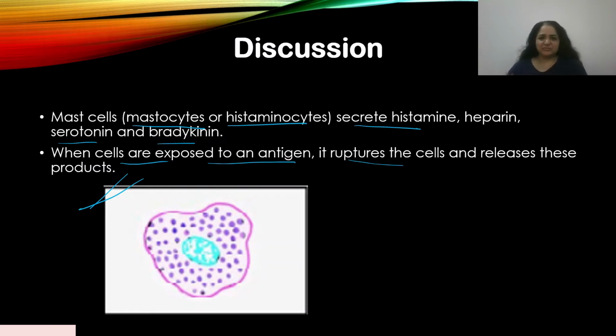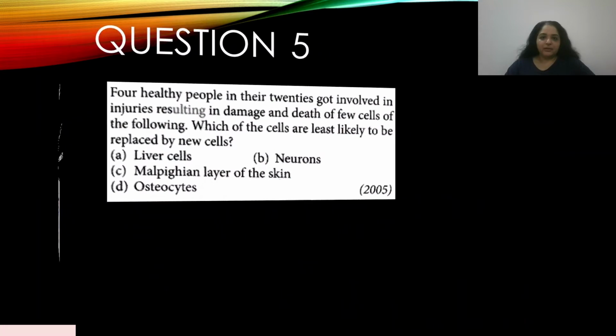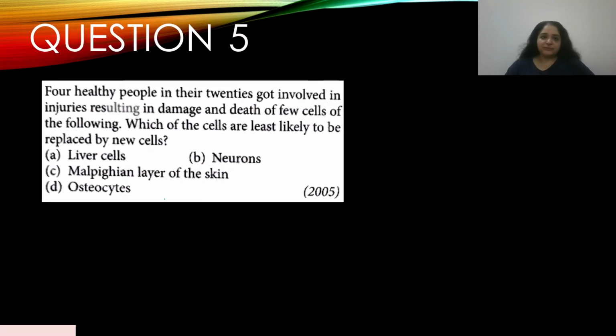This was a pretty direct question. You should be able to answer this. Just remember all these products: histamine, heparin, serotonin, bradykinin. All these are secreted from mast cells. Okay, so question number 5. Four healthy people in their 20s got involved in injuries resulting in damage and death of few cells of the following. Which of the cells are least likely to be replaced by new cells? This appeared in 2005.